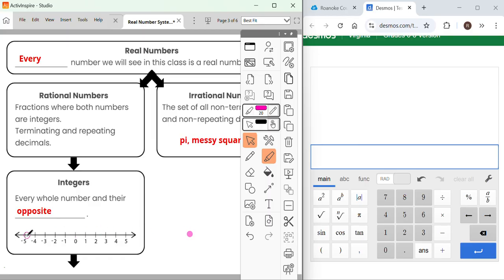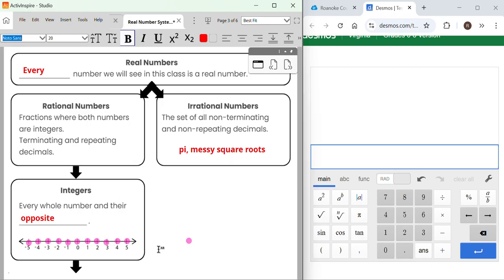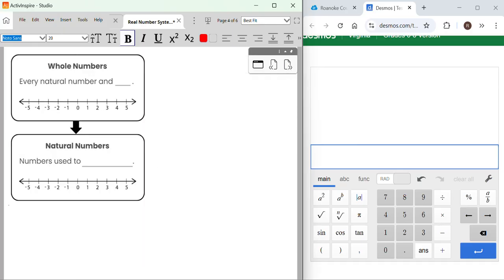So all integers are, it's going to be the whole number and its opposite, whole number 4 and its opposite, -4, whole number 3, 2, 1, opposite numbers, -3, -2, -1, and of course whole numbers include 0. So that's how that works there. Okay? So sometimes looking at these number lines on your notes makes it so much easier to tell what kind of number it is. So let's go on to our next page and see what we have there.